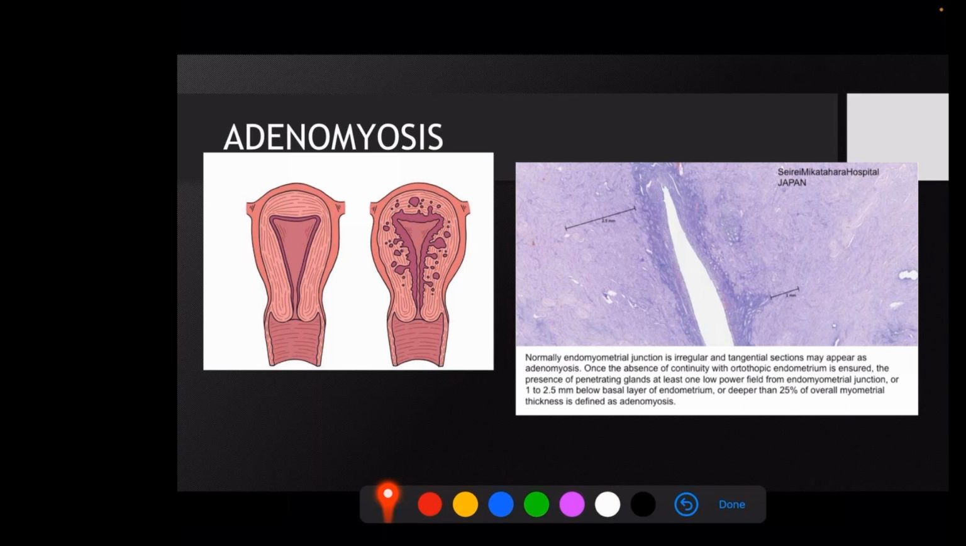In this picture you can also see the uterine cavity. The dark colored area is the endometrium. Then this is the myometrium. So this is the cavity, this is the endometrium, and this is the myometrium.